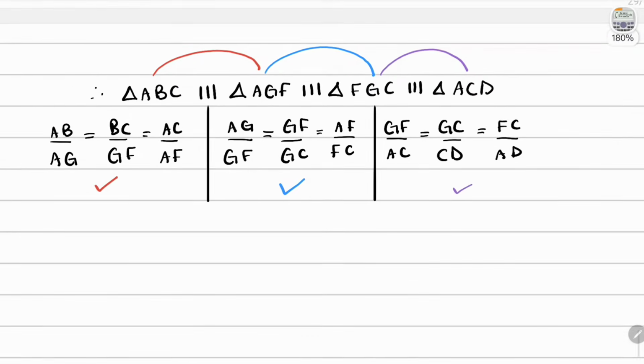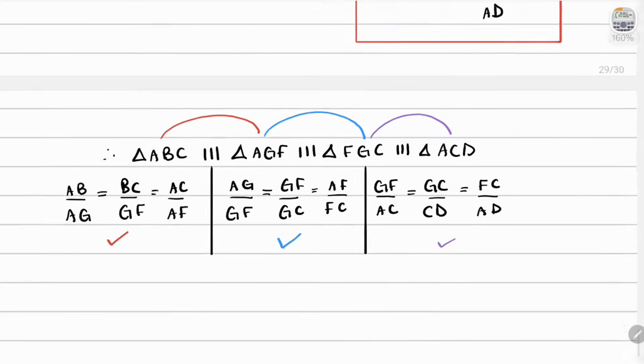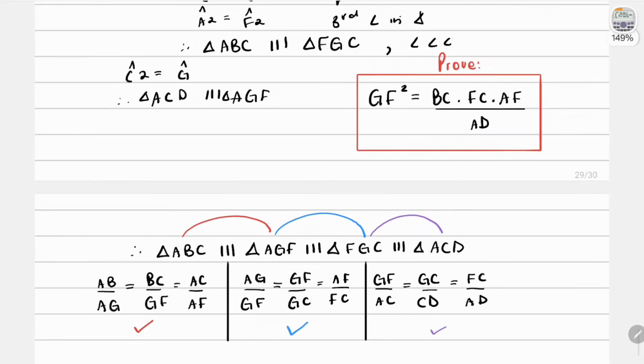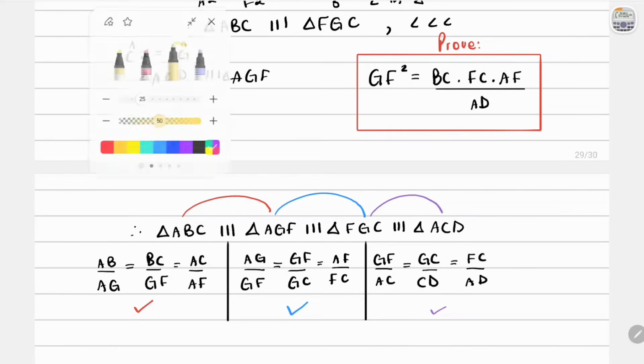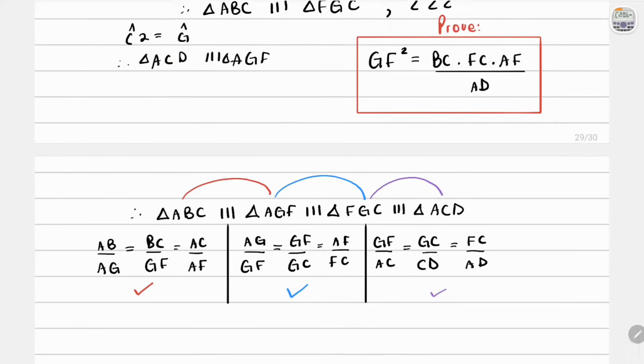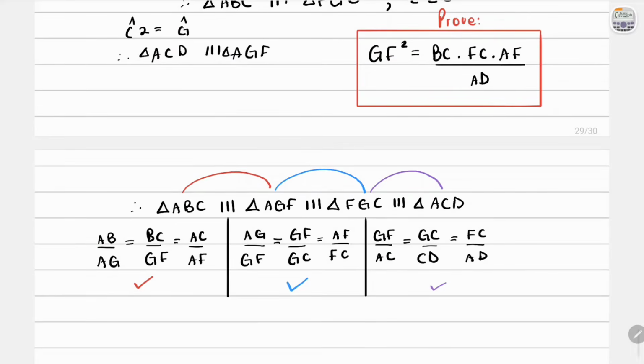Now we're going to decide which proportions we are going to use. Based on what we have here, first of all, we have to find a way to form that GF. GF has to be there. So let's look for places where we see GF. GF appears here, it appears here, it appears here, and it appears here. We cannot just take everything or any random one.